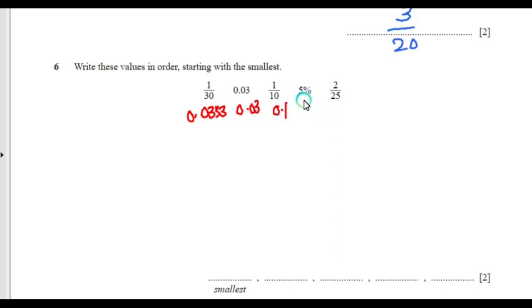Okay, we can simplify it. Divide by 4: 4 sixes are 24 and 4 forties are 160, right? Again divide by 2: 2 threes are 6 and 2 twenties are 40. So the fraction we got is 3 over 20, right?